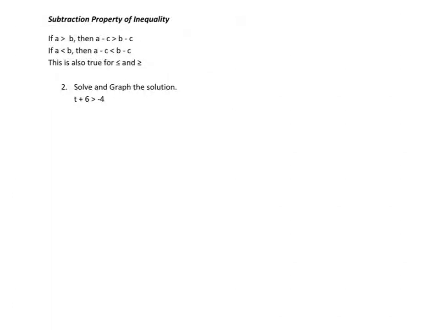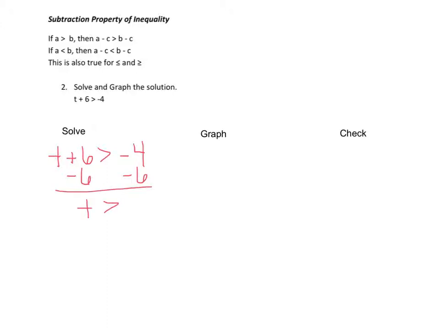The subtraction property of inequality states that we can subtract the same number from both sides and the inequality will still be true. Okay, to solve this inequality, t plus 6 is greater than negative 4. I start by using the subtraction property of inequality, and I'm going to subtract 6 from both sides. That leaves me with the answer t is greater than negative 10.